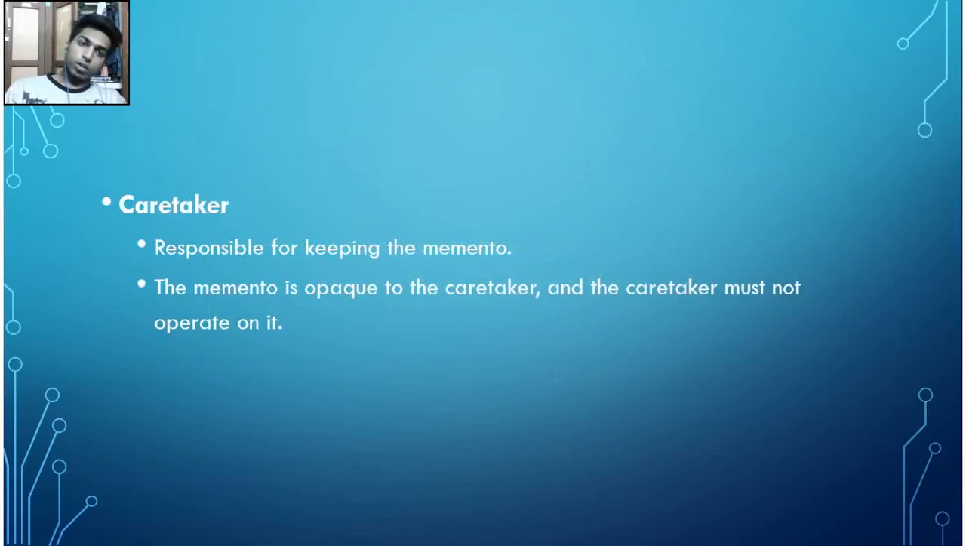Now another participant is the caretaker. The caretaker is responsible for keeping the memento, and the memento is opaque to the caretaker, and the caretaker must not operate on it. There might be a number of mementos, so the caretaker is the object that handles all of them. It stores them, organizes them, and also makes sure that no one can change the mementos that are being stored. We can read from it but not change any values in it.